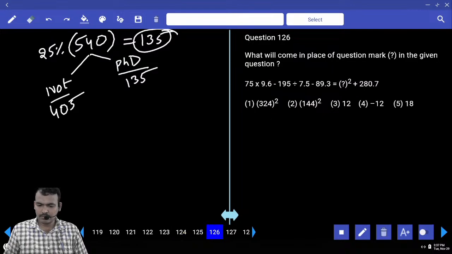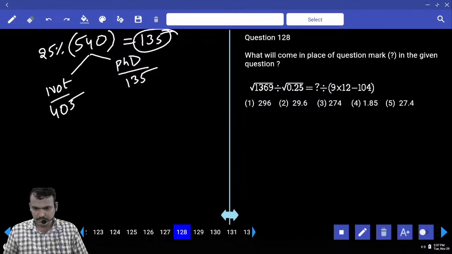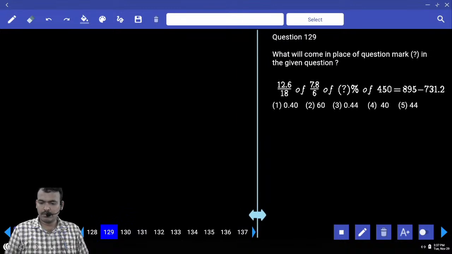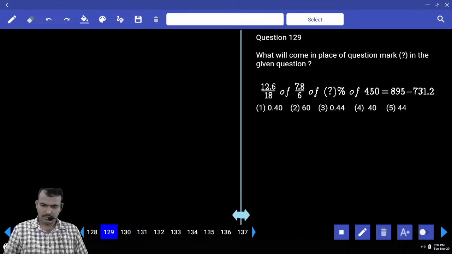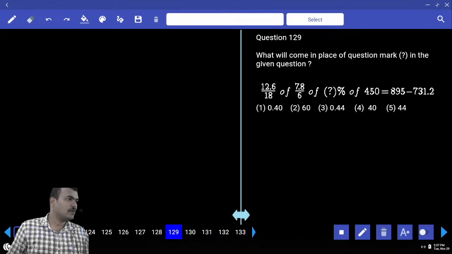Any other question? 129. Approximate value or exact value? Approximations or simplifications? Simplifications.